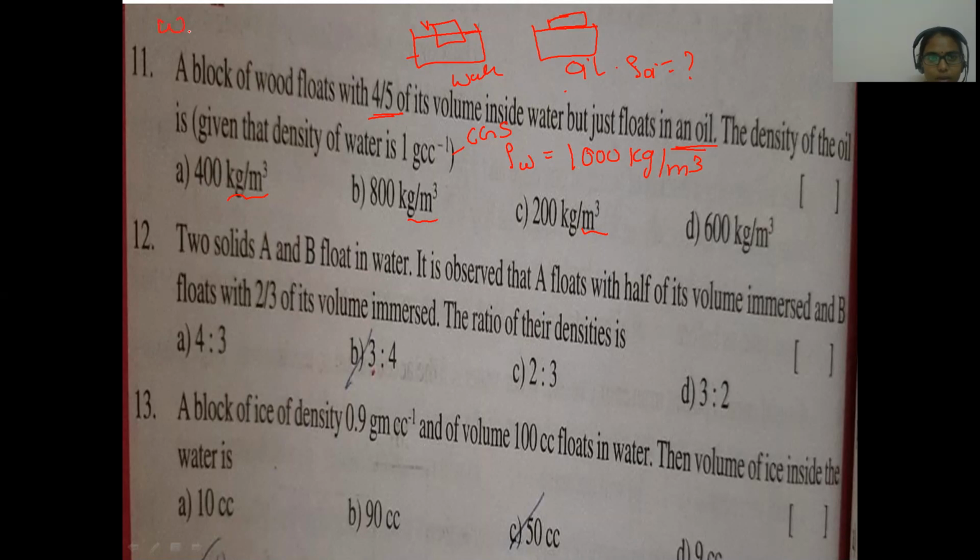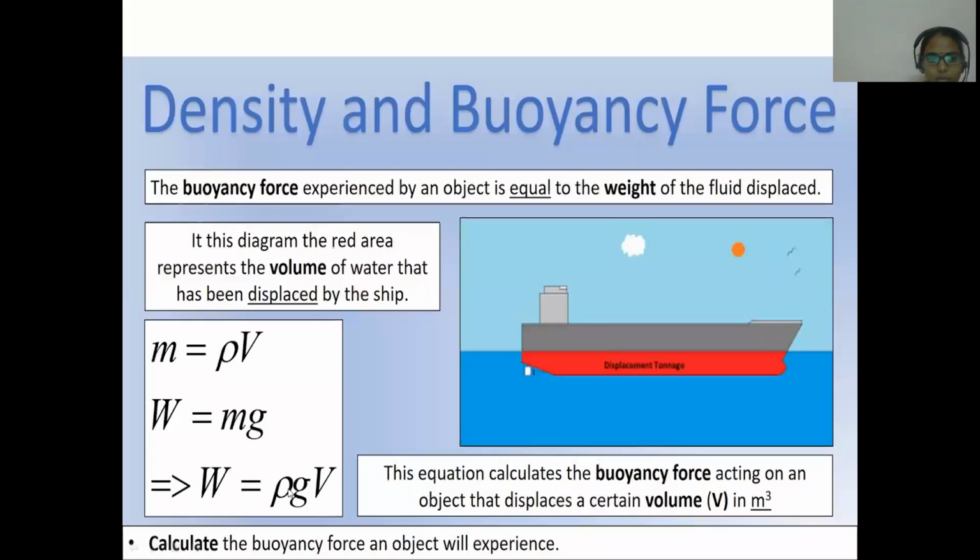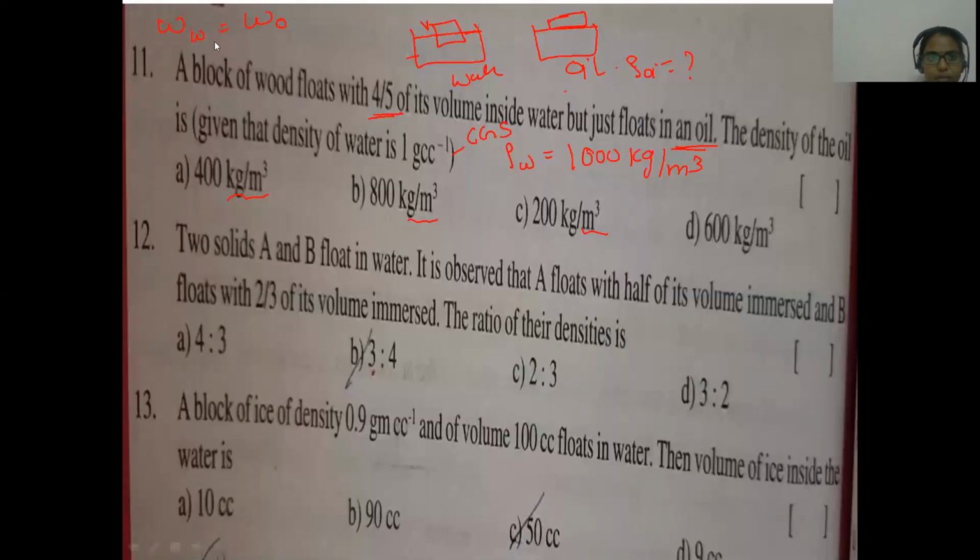Children, the weight of the body in water is equal to the weight of the body in oil. So how can we write the weight? We saw the formula in the last slide: weight is equal to rho g into v. Use this formula only.